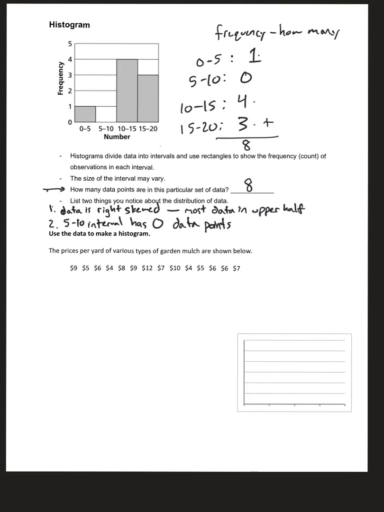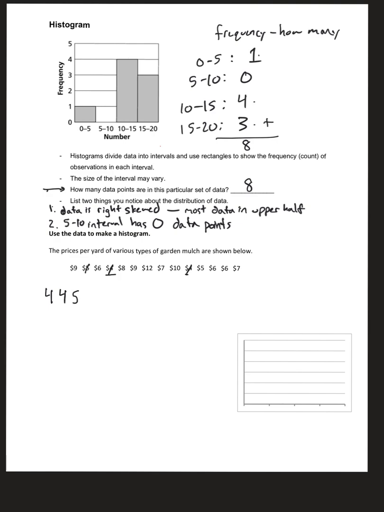Okay, so next up we are going to make our own histogram, and in order to do that, we're going to have to get a little understanding of these different values. So one thing I like to do is reorder the values and rank them in order from least to greatest. So scanning here, I think we'll start with these 4s. Okay, I'm just going to cross them off as I go so I know.